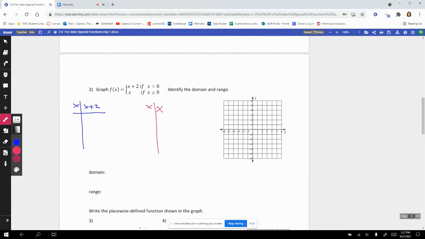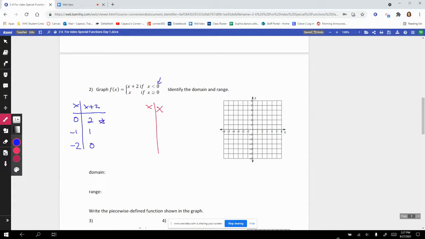All right, let's look at another one. Okay, so again, this time we're starting with 0, and I'm looking at numbers less than 0. So I'm just going to do that right away. I figure out what my function is, what my output is, my y value. So this gives me 2, this gives me 1, this gives me 0, and I'll graph it.